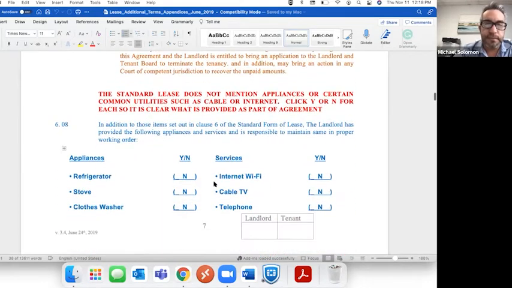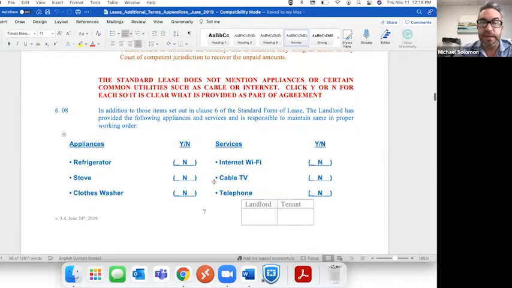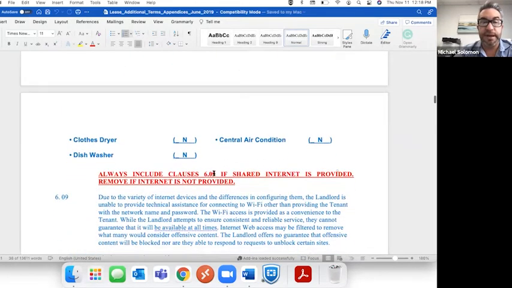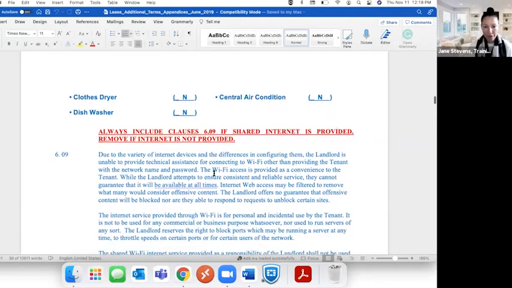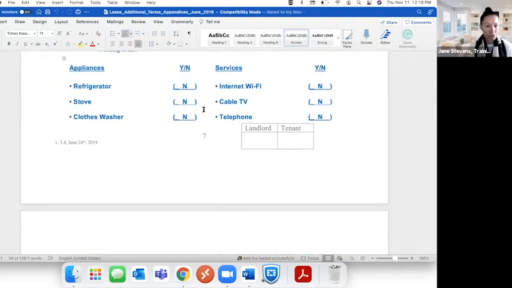And we talk about appliances and things of that nature that are included in the standard form of lease. So refrigerator, stove, clothes washer, all of these things are included in there. Speaking of that, what about the furnace? Who is responsible for furnace filters? Right, and this is always a good question.